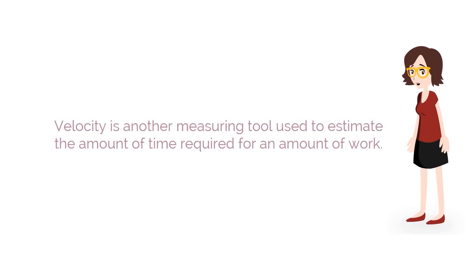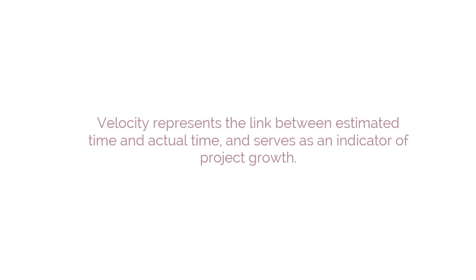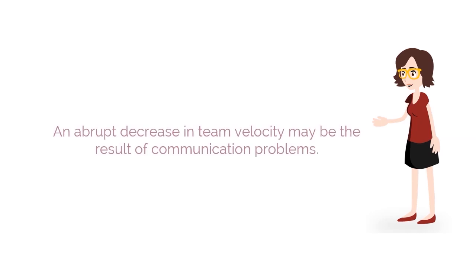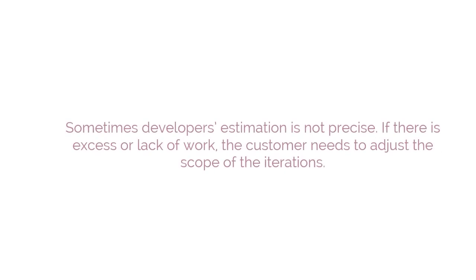Velocity is another measuring tool used to estimate the amount of time required for an amount of work. Velocity represents the link between estimated time and actual time. Velocity serves as an indicator of project growth. If there's an unexpected rapid increase in pace, then it may be due to the discovery of a new technique. An abrupt decrease in team velocity may be the result of communication problems. It may be found during an iteration where the developer's estimation was not precise.